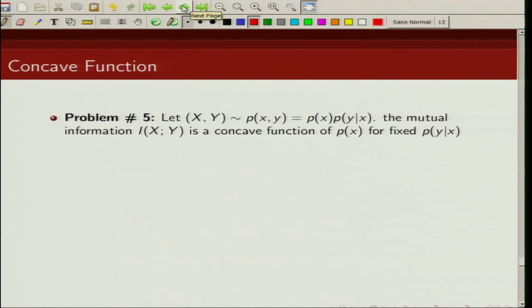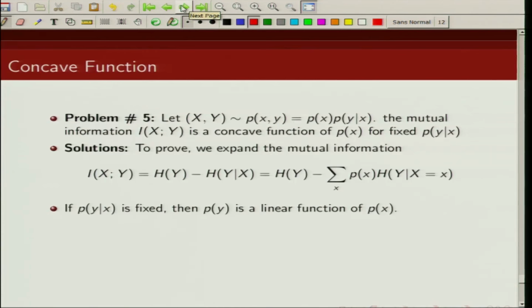Next we are going to show that mutual information is a concave function of P of x for a fixed P of y given x. So mutual information is a concave function of P of x for a given fixed P of y given x. So how do we prove this? From the definition of mutual information between x and y, we can write it as uncertainty in y minus uncertainty in y given x.